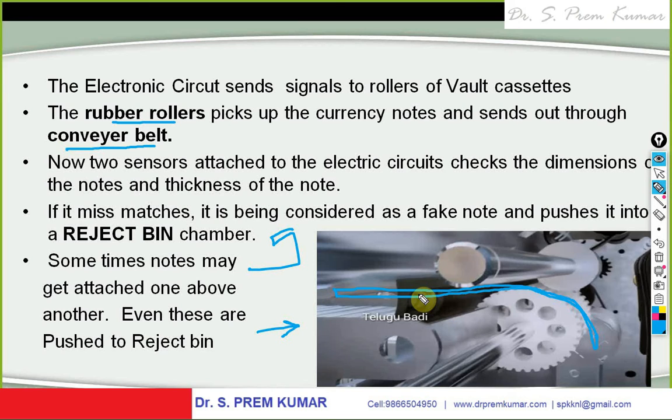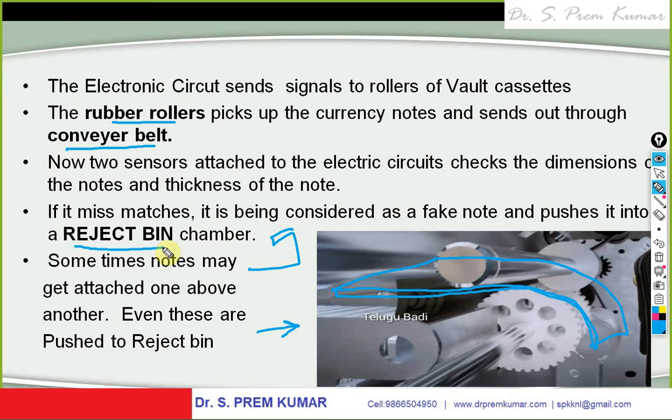The width and the thickness of the note differs. If it is a fake note, the width and thickness of the note differs. There will be some sensors which will be measuring the width and the thickness of the note. If there is some variation in the width and thickness of the note, automatically those notes will be pushed to a separate chamber which is called a reject bin.